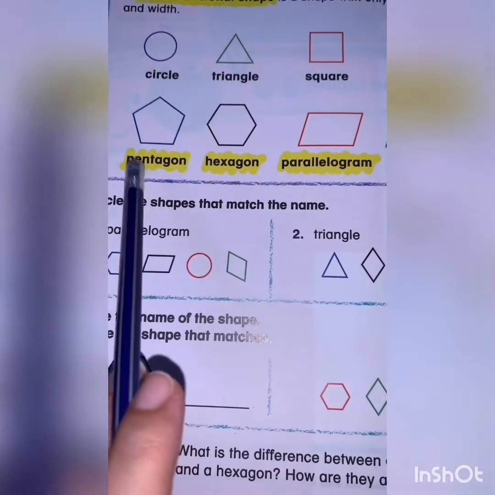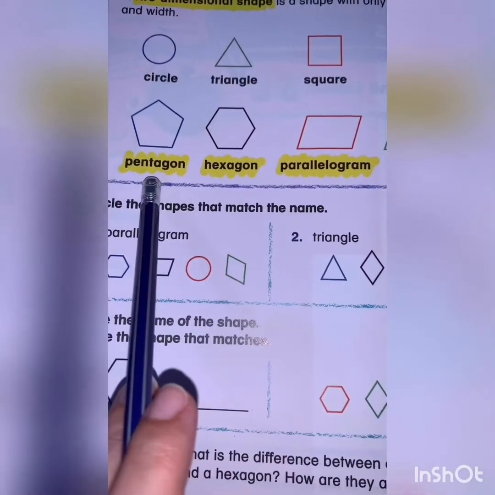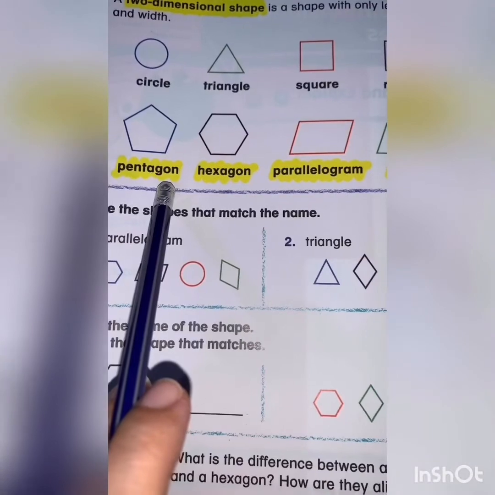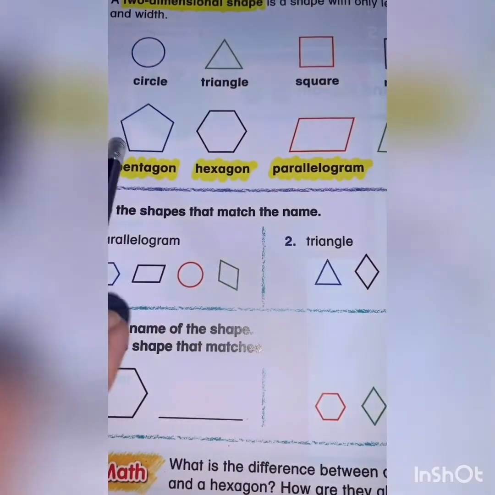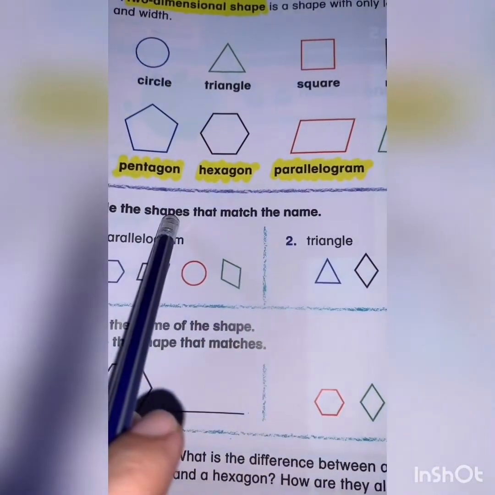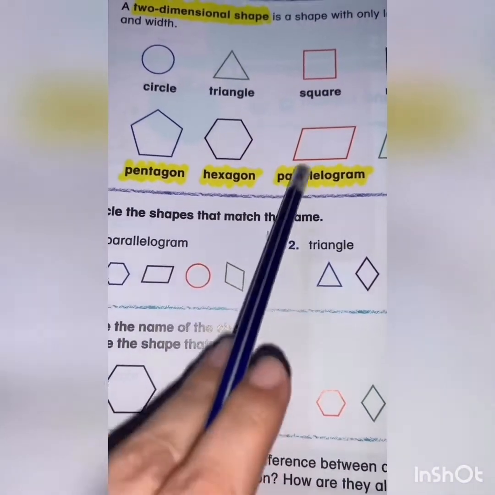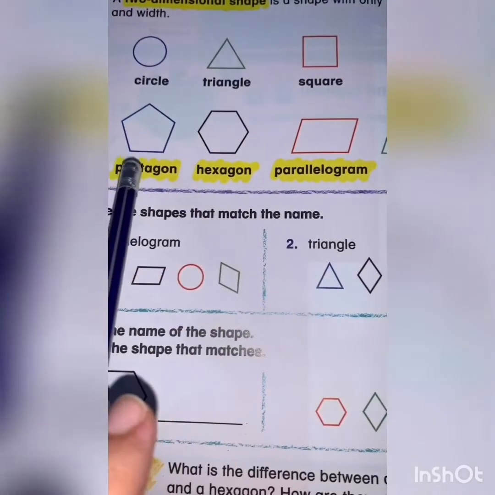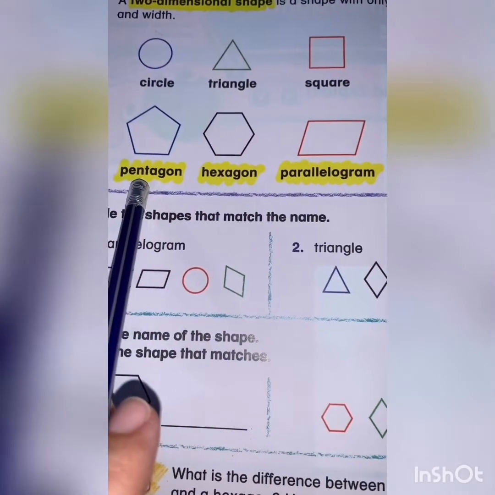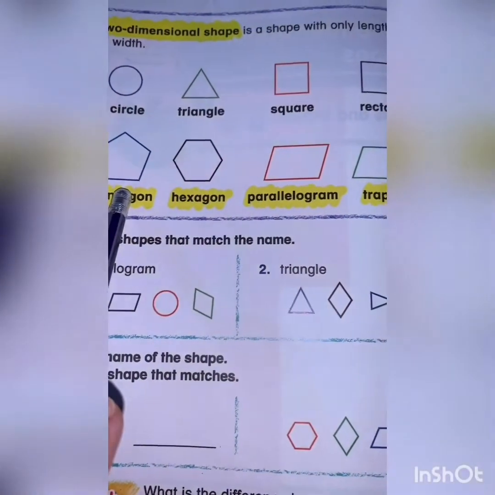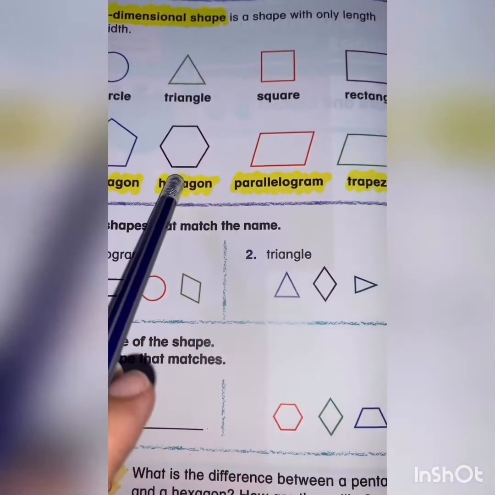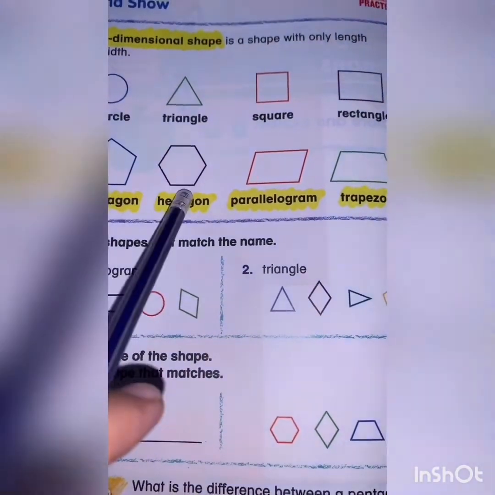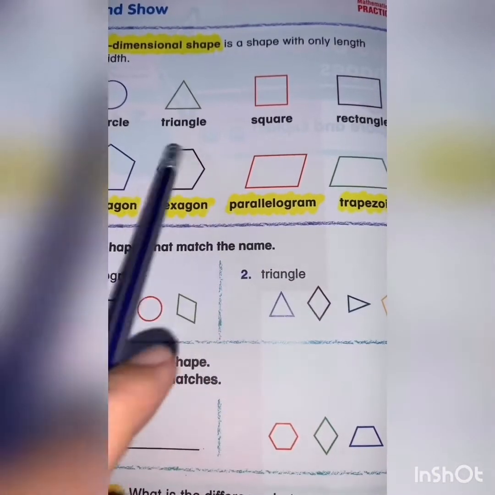Here we have pentagon. As you see, it has 1, 2, 3, 4, 5 sides. And none of them parallel to the other. Parallel means when they have the same direction. None of them. The pentagon here, it a little bit looks like a diamond. Here we have hexagon, 1, 2, 3, 4, 5, 6. You have 6 sides, and here we have 2 sides. They parallel to each other, as you see.